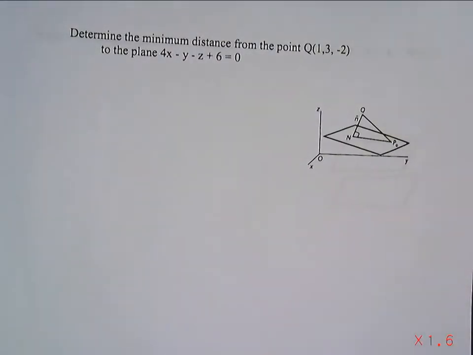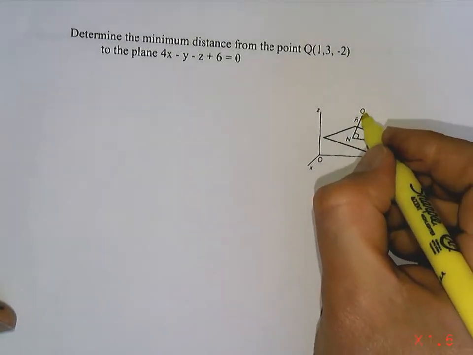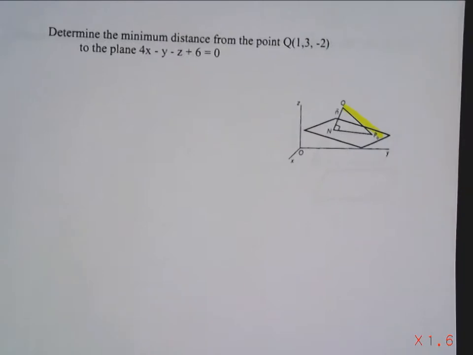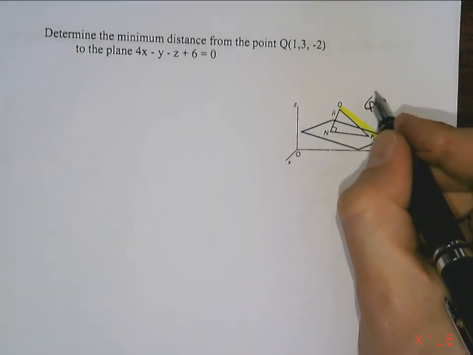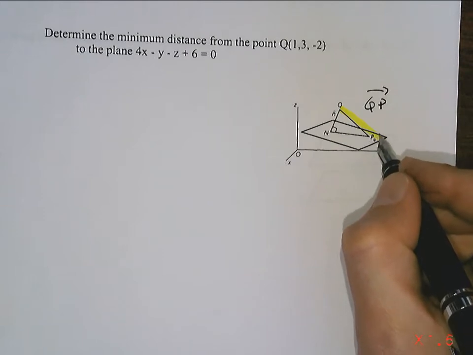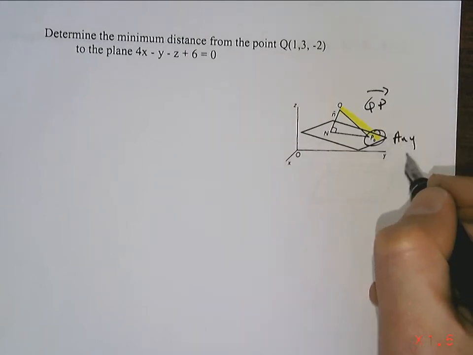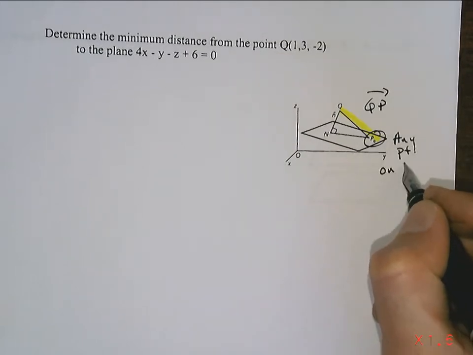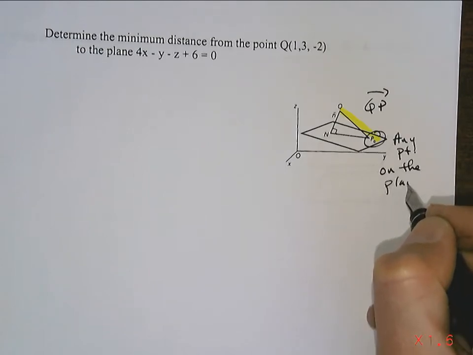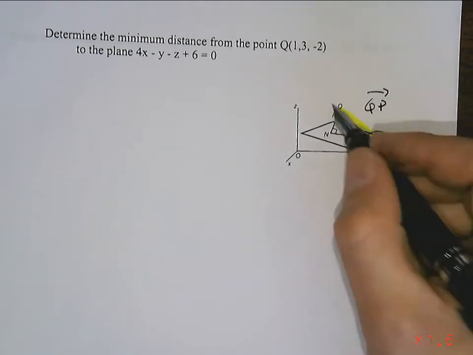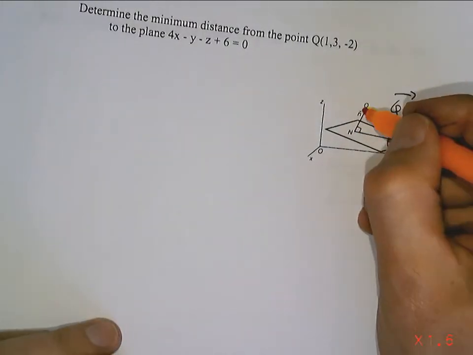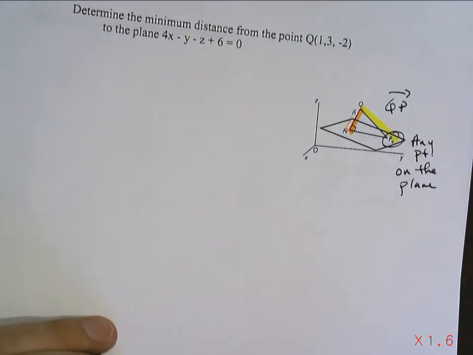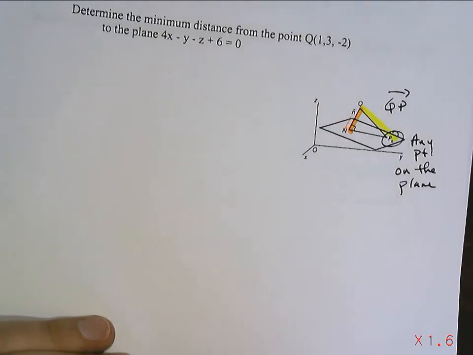Okay, so actually what they're asking here, if you think back to projection method, is the projection of that, which we will call PQ, or QP, where P naught is any point on the plane. So they're asking for the projection of that onto that, which is the normal. It's not as bad as you think.